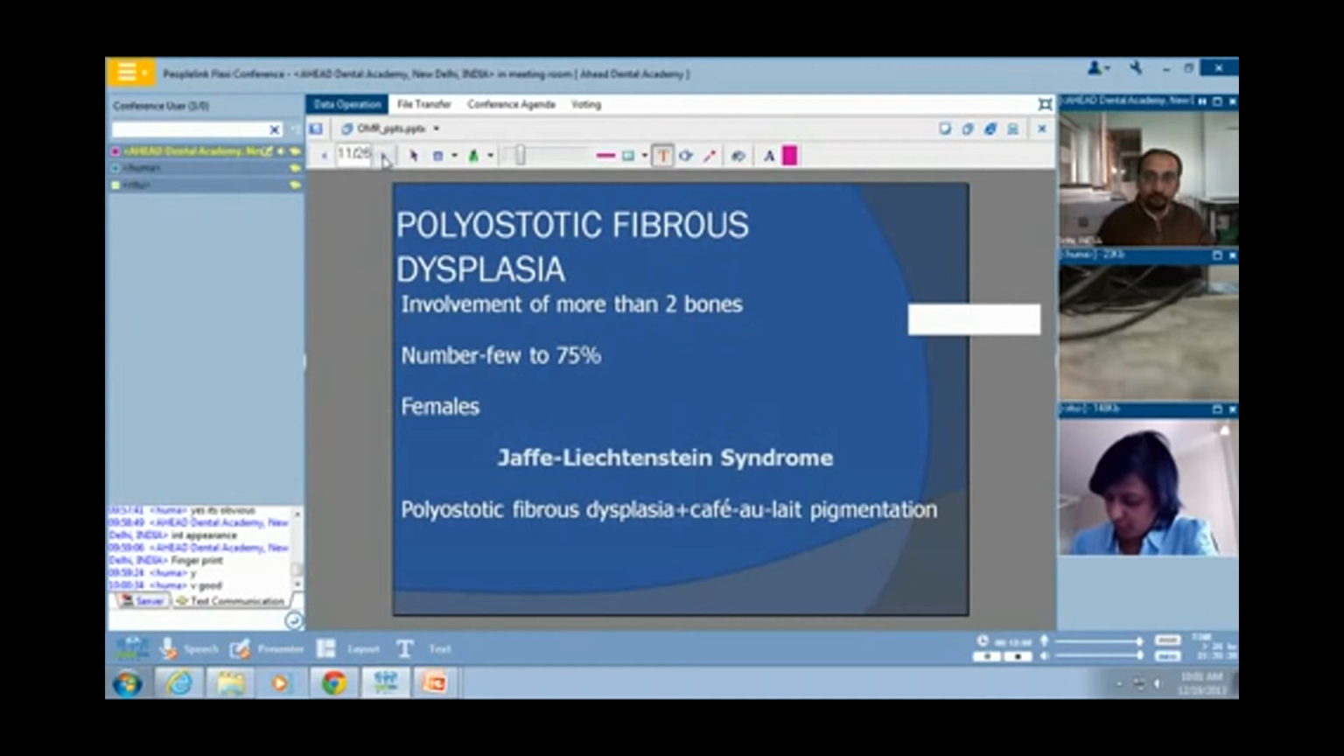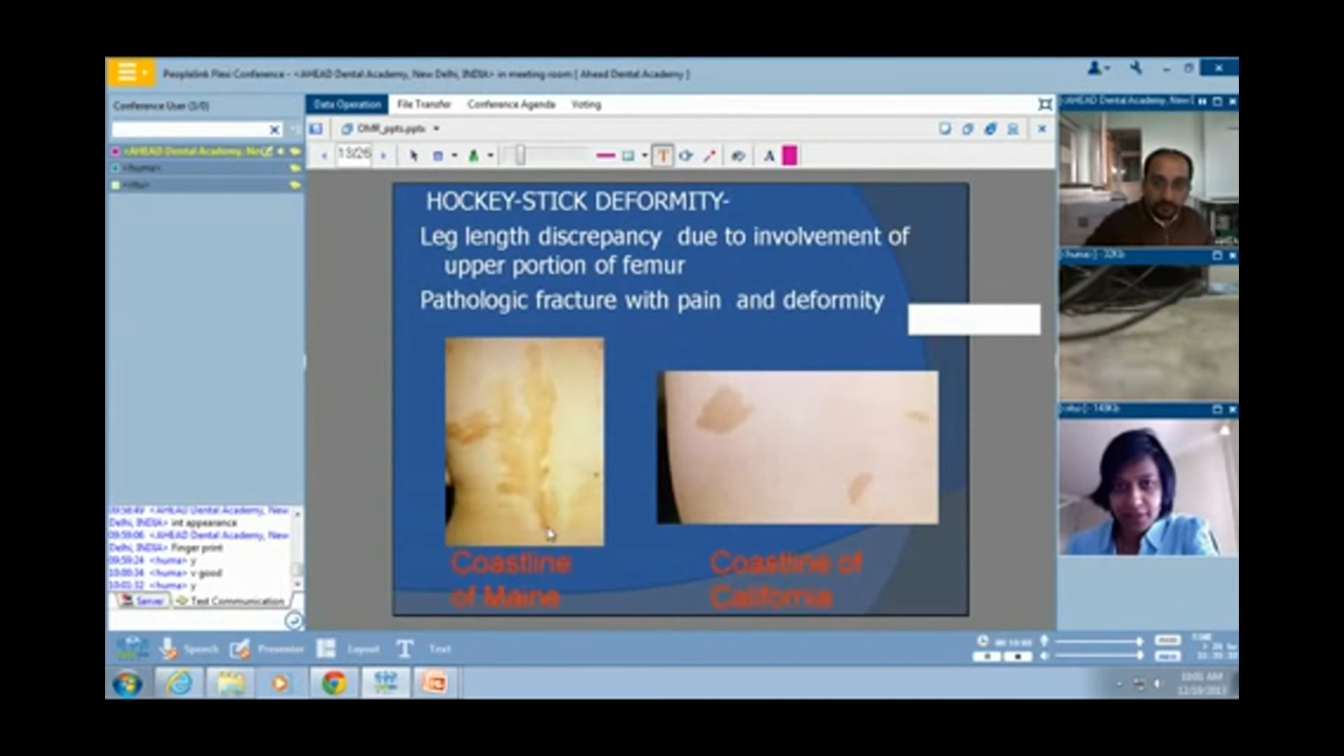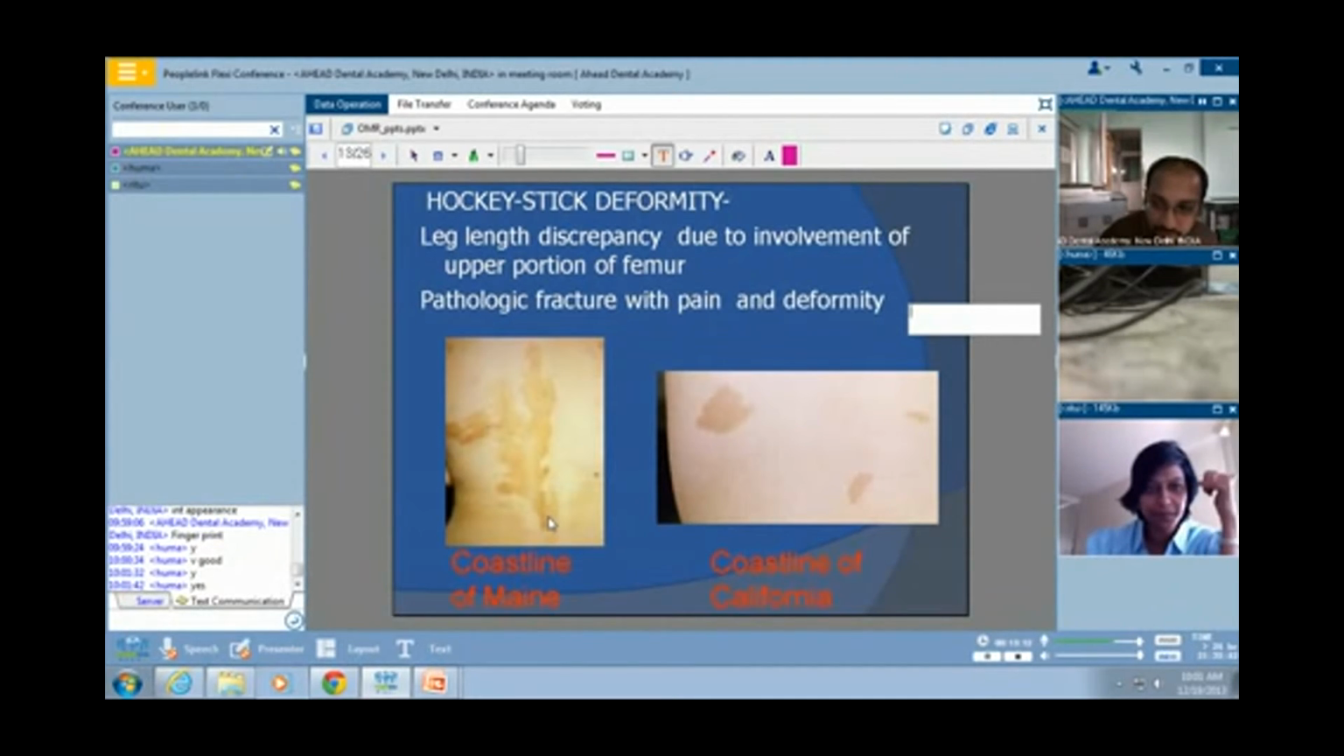Now, this is how a café-au-lait spot appears. Can you make out café-au-lait spots? Yeah. Do you guys take coffee with milk? Yes, that coffee-with-milk appearance is what is seen in a café-au-lait spot. This is just to show you how a café-au-lait spot is actually seen.